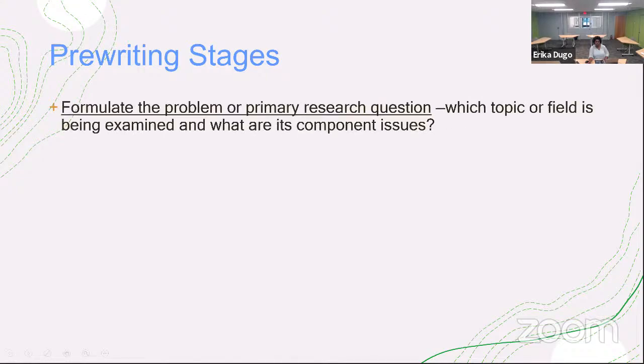So in the pre-writing stage, you will be formulating a problem or a primary research question, and that's based on the topic or field that you're interested in, and you'll be discussing the issues that lie within that research.